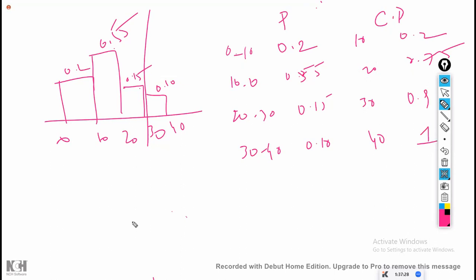Now, if you want from 10 to 40, this area, you are combining that area. Combining the multiple probabilities is called cumulative probability. Is that clear? Cumulative probability means combining.